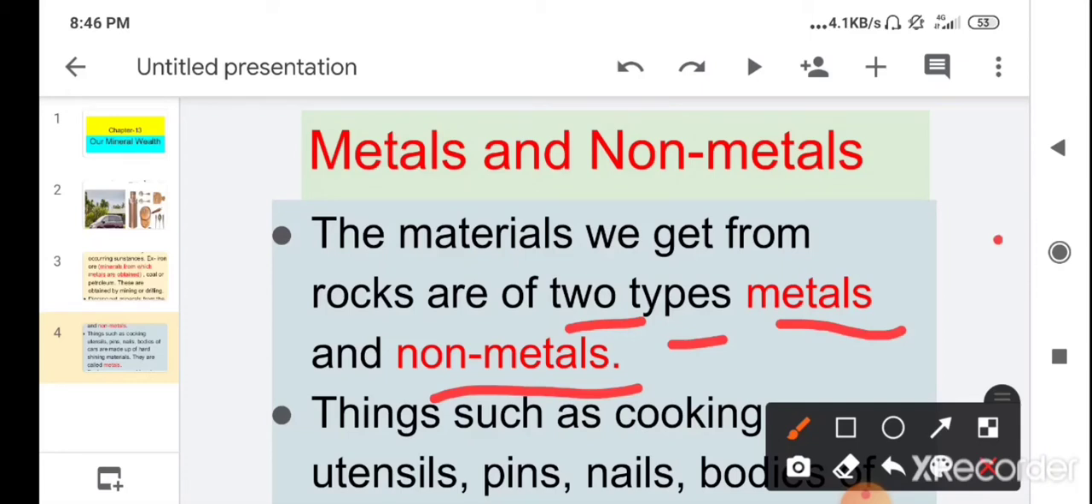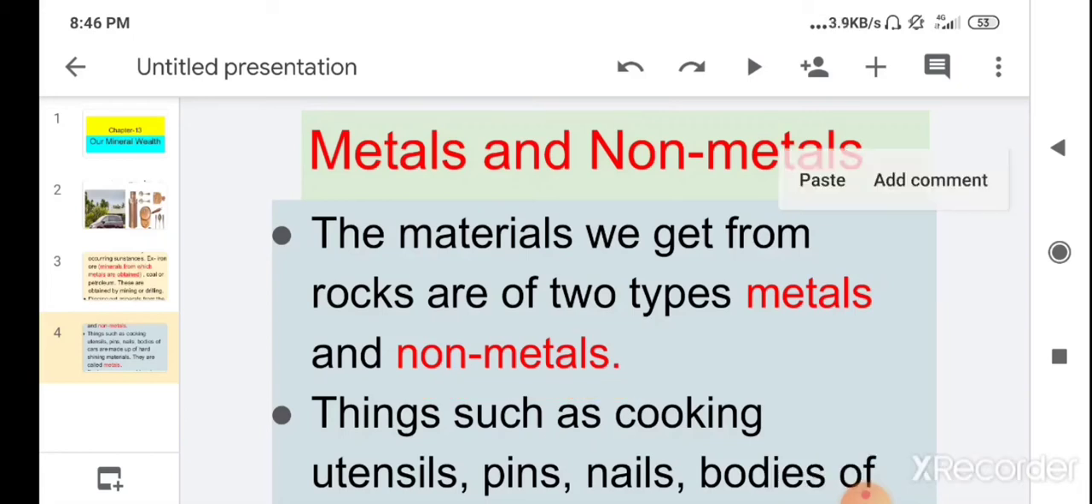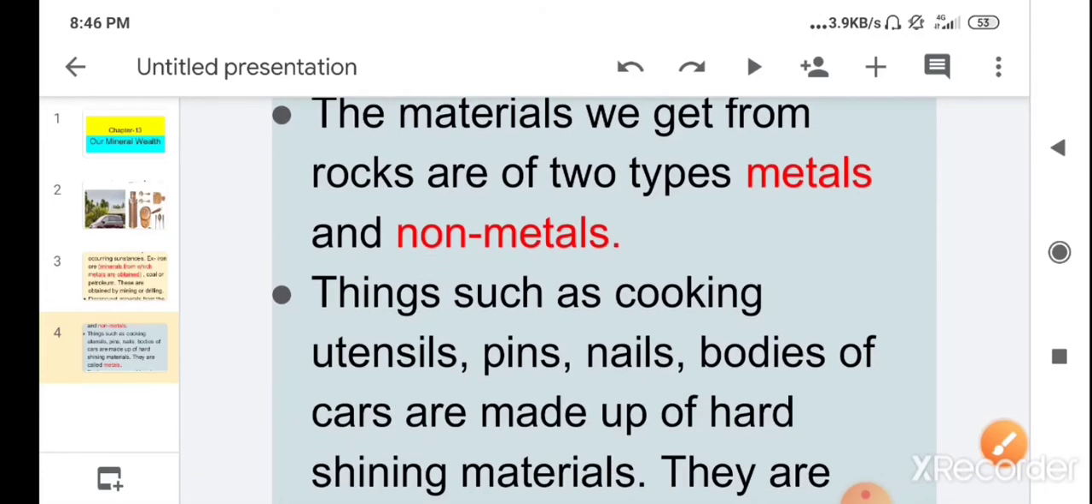So how many types of rocks are there? Very good. There are two types of rocks. One is metals and the other is non-metals. So children, let's see what metals are.